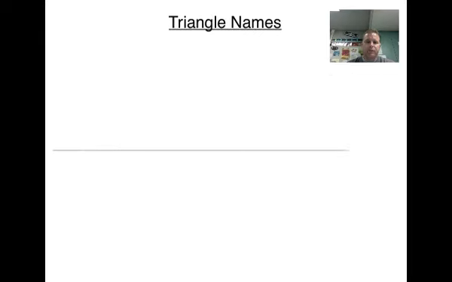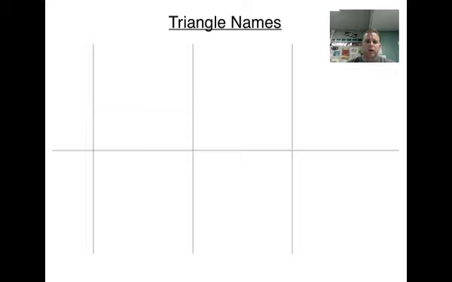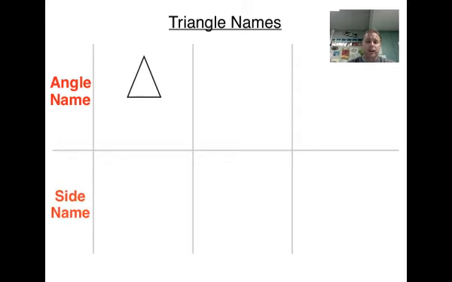Triangle names. There's two ways of naming triangles. You can name it by its angles, or you can name it by its side or sides. The first angle we have is acute, and that means all the angles are less than 90. So they're all small, cute little angles. Remember, cute, you think small. Cute little puppies, cute little kitties, all that good stuff.